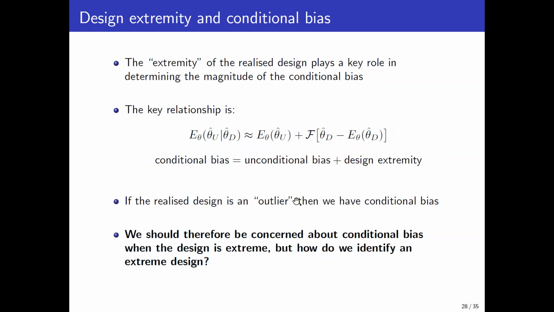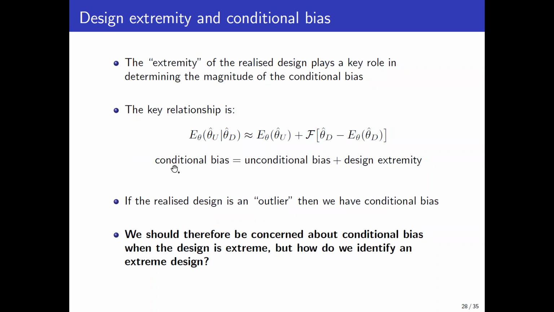So if we have an outlier, then this conditional bias will tend to depart a great deal from the unconditional bias, bearing in mind that typically the unconditional bias is very small.